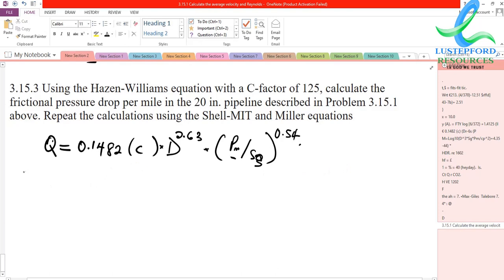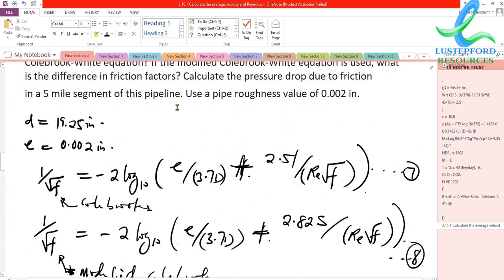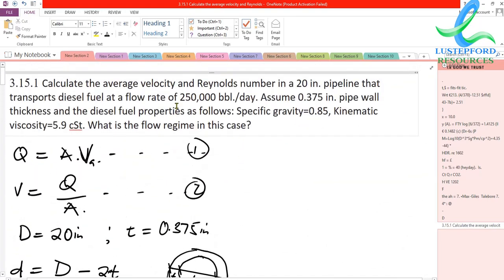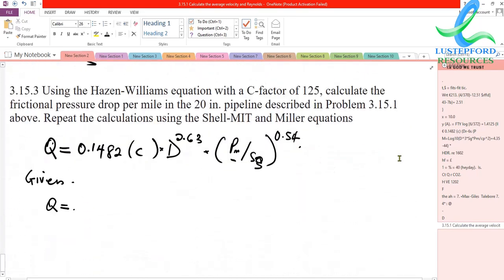Now let's write the given parameters. We are given flow rates. Let's see from the first problem. Here, the flow rate is 250,000 barrels per day.